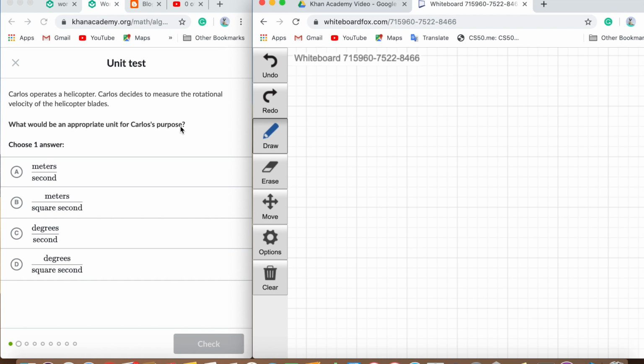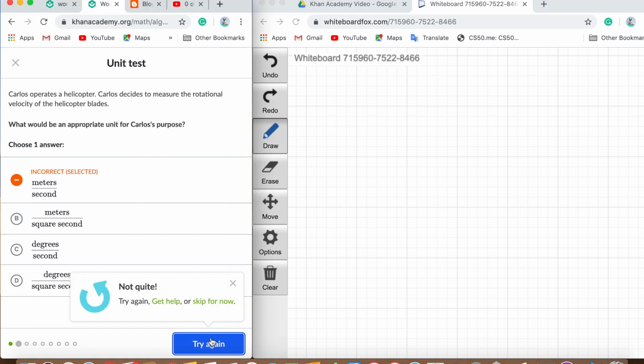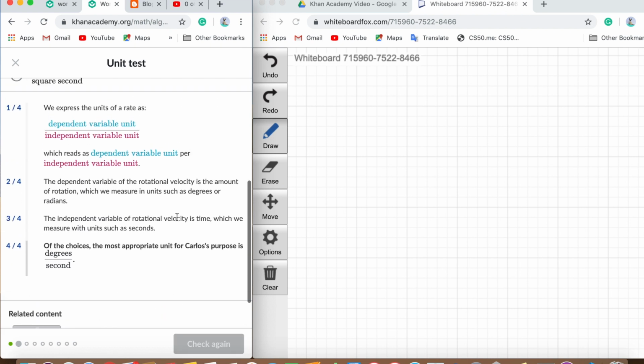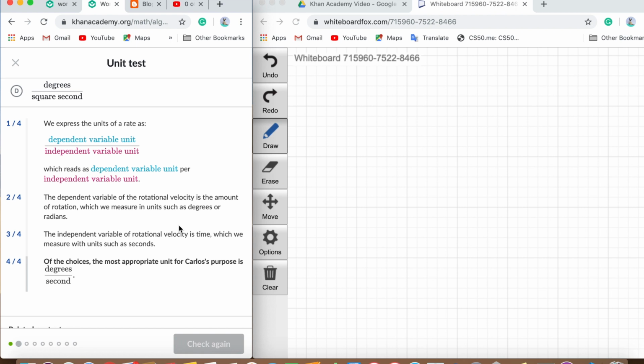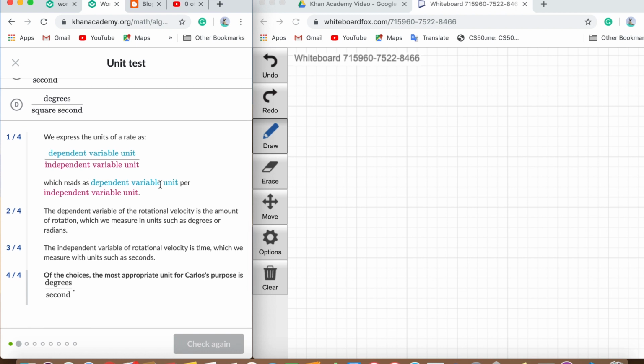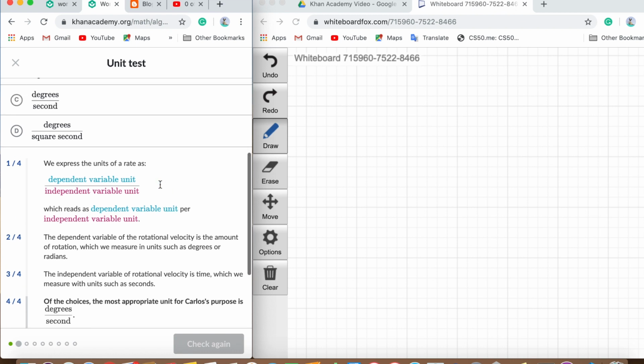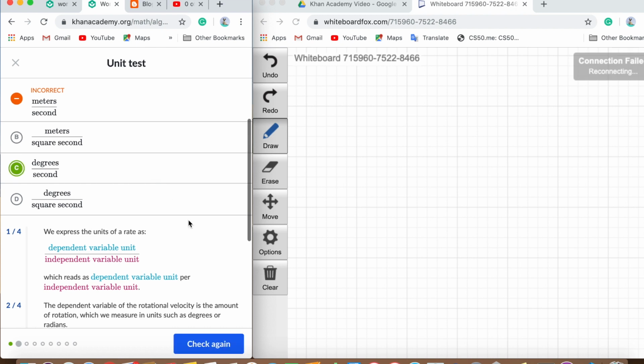So velocity is another way of saying distance. I think it should be this one. Oh, damn it, it's wrong. Let's see the hint. So you know I'm actually really doing the problem. So we express a unit rate. Okay. A rotational, yeah. It should be degrees per second though.